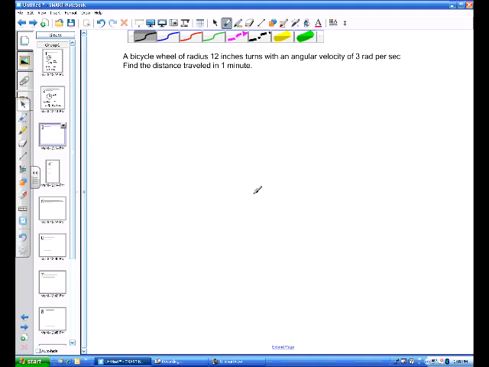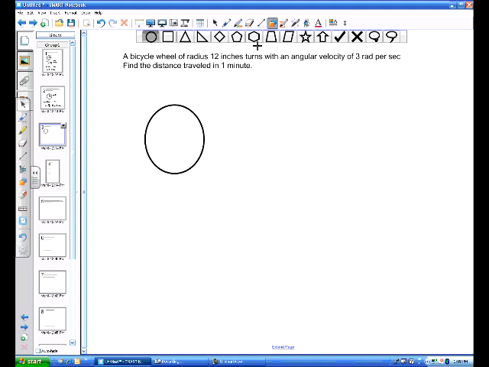We have a bicycle wheel of radius 12 inches, and it turns with an angular velocity of 3 radians per second. We want to find the distance that we've traveled in 1 minute. Now, as a point on the edge of our circle turns, however far we've gone around the circle would be the same distance that we've traveled on the ground.